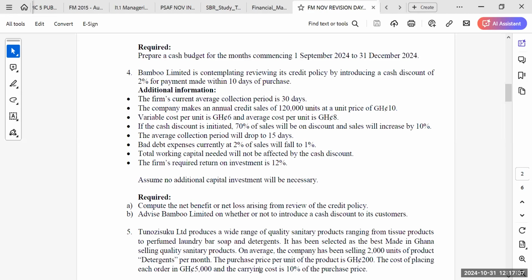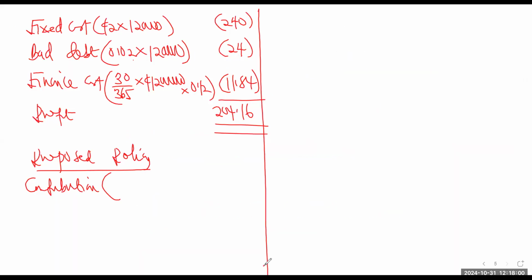Okay. So let's have the 1.1 multiplied by 120,000. I'm having 132 multiplied by the contribution, which is 4 cedis. I'm having 528, isn't it? Yes. Okay, so you just increase. What it means is that if the sales is increasing, variable cost will also be increasing in the same proportion. So what will be the new quantity now? You'll be having 132,000. You'll be selling 132,000 now.